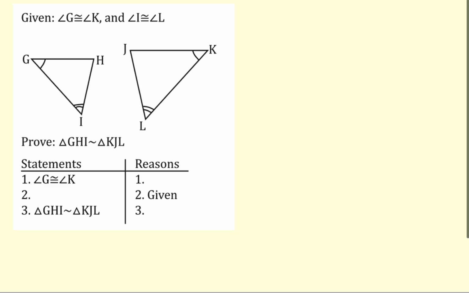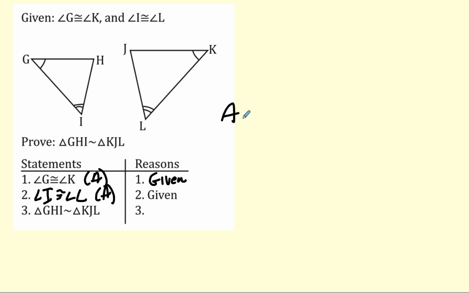Let's do one more here. We are being given two pairs of congruent angles. So we have a pair of congruent angles, and then I have to write the other given. Oh, this is given. And then I'll write the other given. Angle I is congruent to angle L. That'll be another angle pair. And remember, we only have one method to prove triangles are similar. That's angle-angle similarity. And so that's the method I'm using.